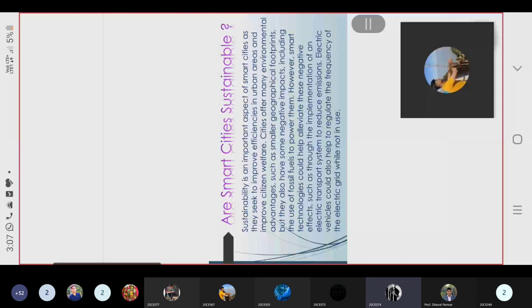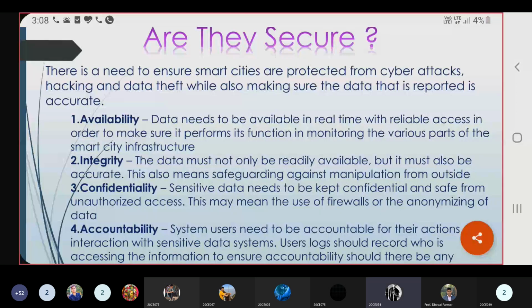Now, the next topic is, are they secure? Next slide, please. Hello. Okay, next slide. Yeah, my next topic is, are they secure?